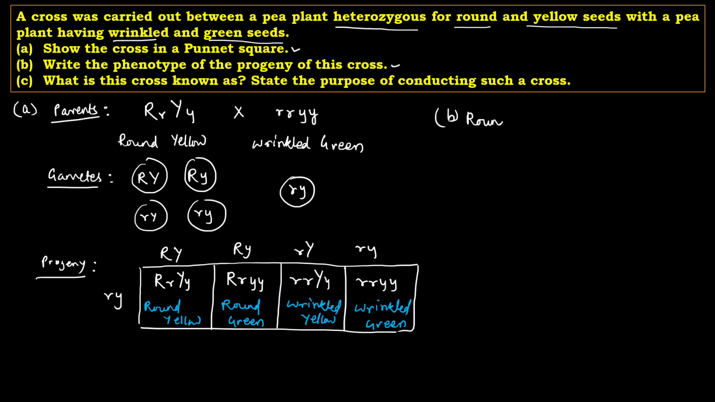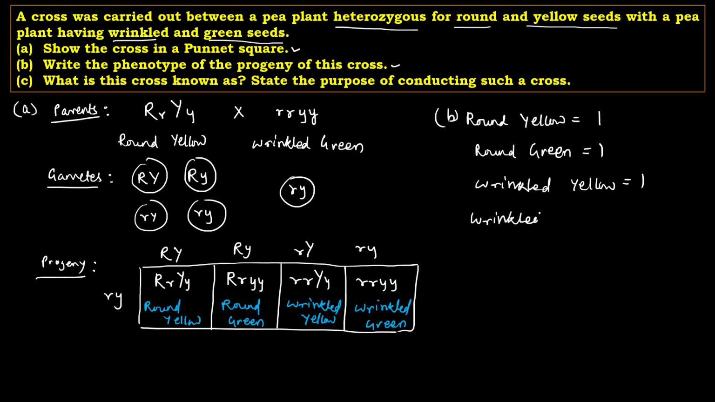Already we have written round yellow, that is going to be 1. Then you have to write round green, that is also 1. Then you have the wrinkled yellow, that also we have 1, and we have the final one, wrinkled green, which is possible only in a homozygous recessive condition. So option C, or the third part: what is this cross known as?